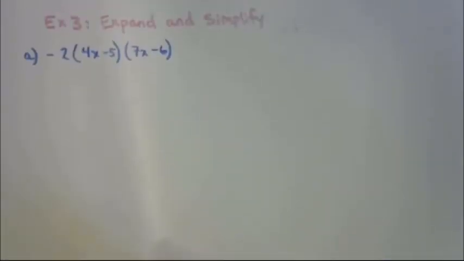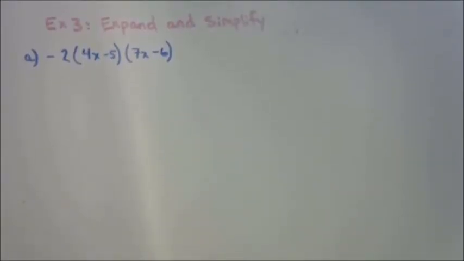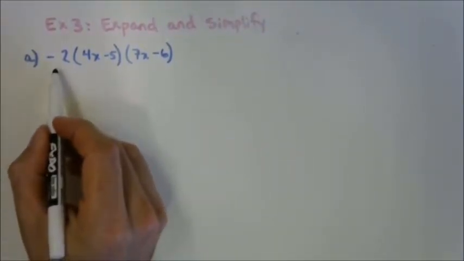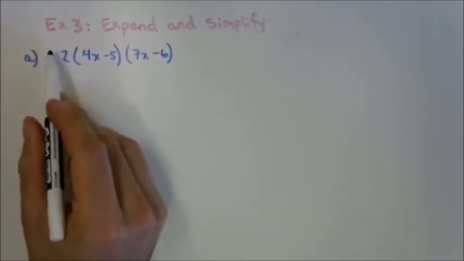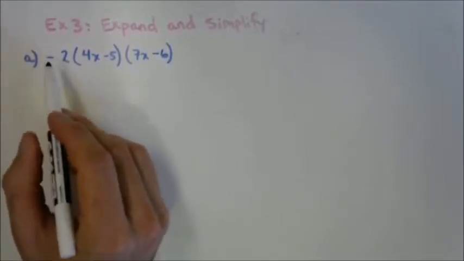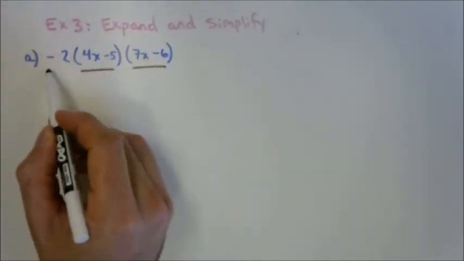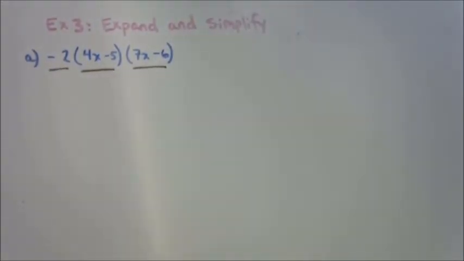Okay, let's head off to example 3. Same principles will apply. It just gets a little bit busier with one extra step. So go ahead and rewrite question A in a place where you can do some work on it. And now we see that we actually have 3 factors. We have negative 2 out front, and then we have our 2 factors, which are binomials, inside the brackets. So this is the product of 3 factors that we're going to be finding.